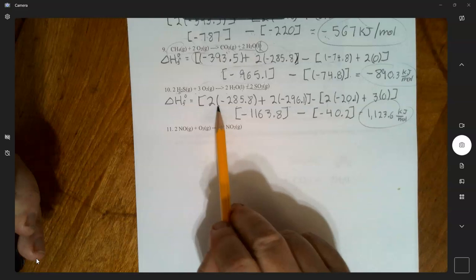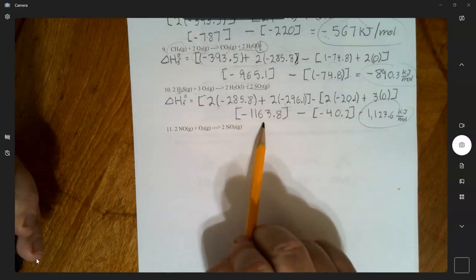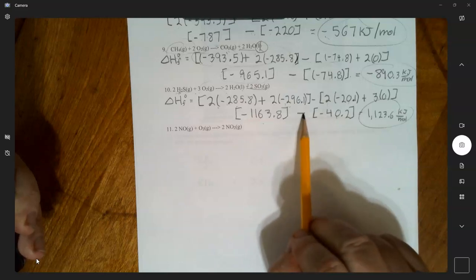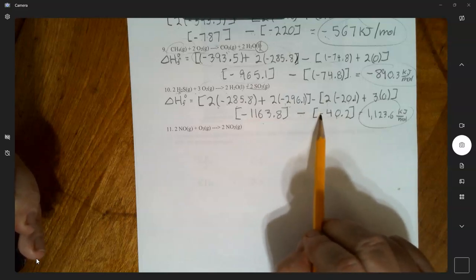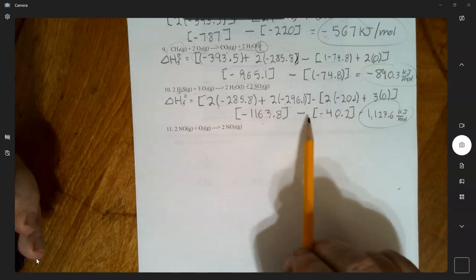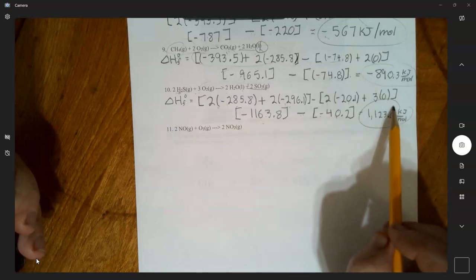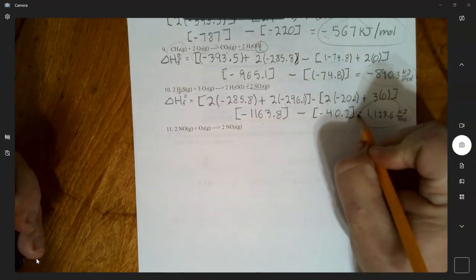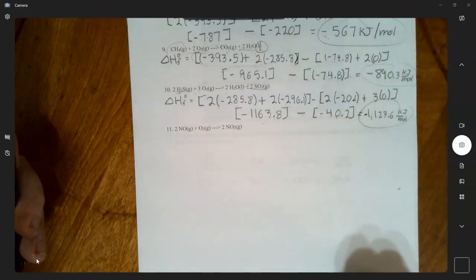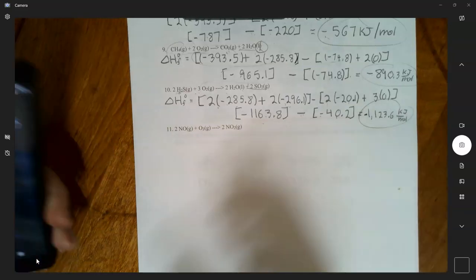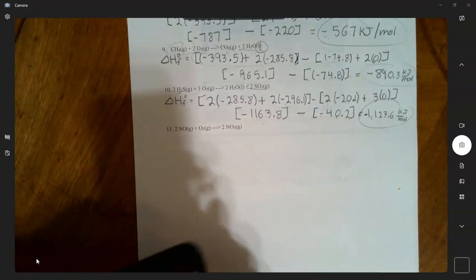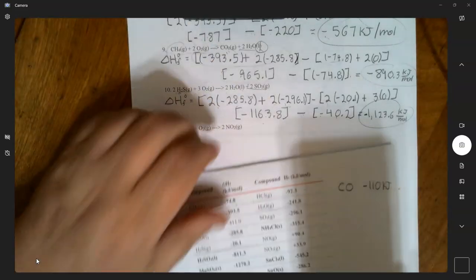Okay, so we combined these two to produce that. We combine these two to produce that. Again, it's a subtraction, and that's a negative, so that becomes a plus sign. So when you add negative 1163.8 plus 40.2, you get this number, and I left the negative sign off. Do that. So that is a negative 1,123 kilojoules. Means it's exothermic. Means it's going to lower energy for that reaction to take place. All right, let's do the last one here.